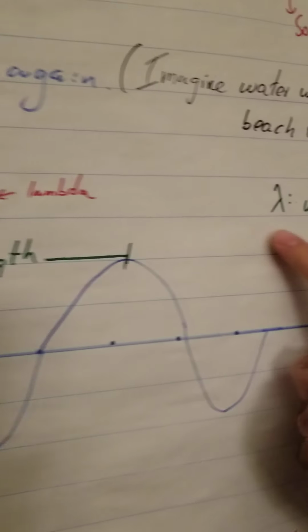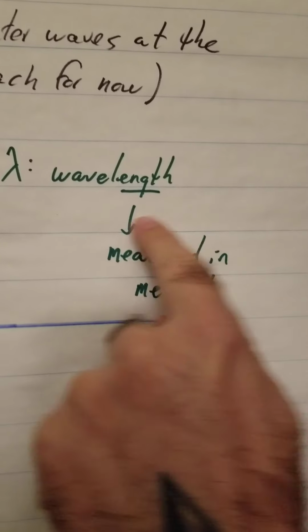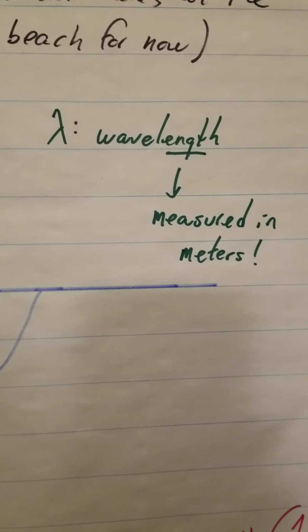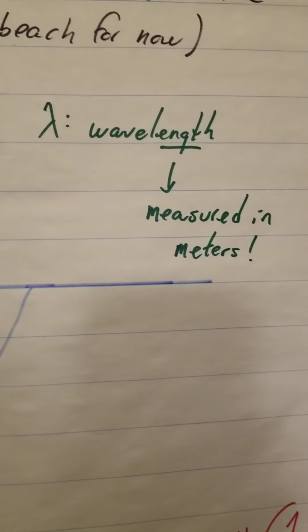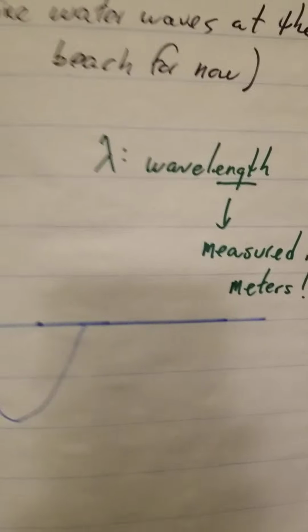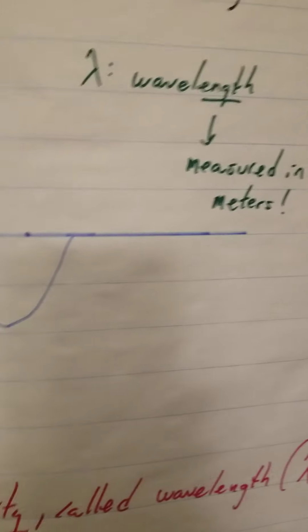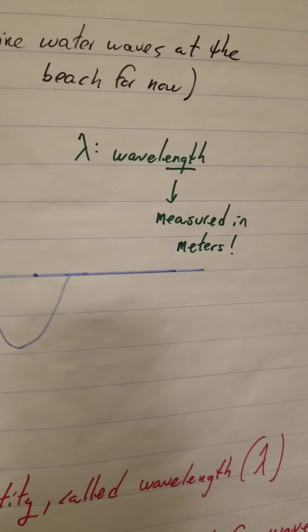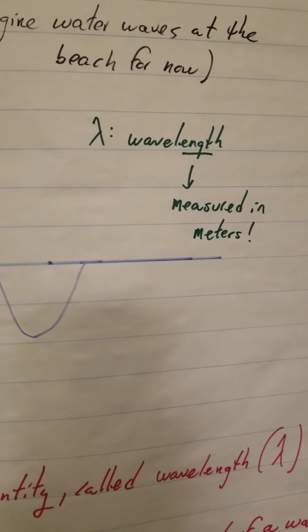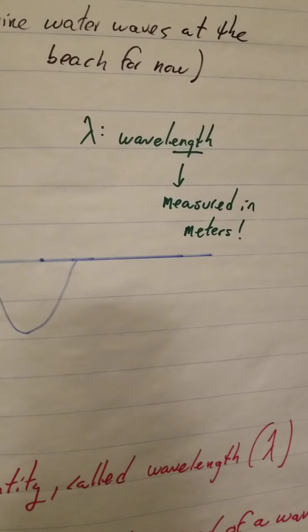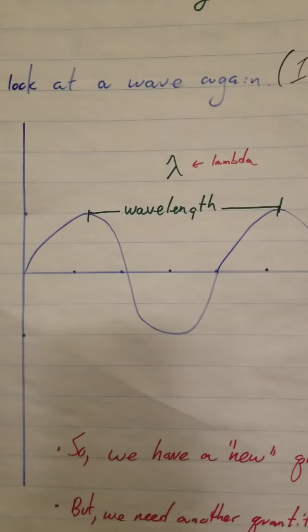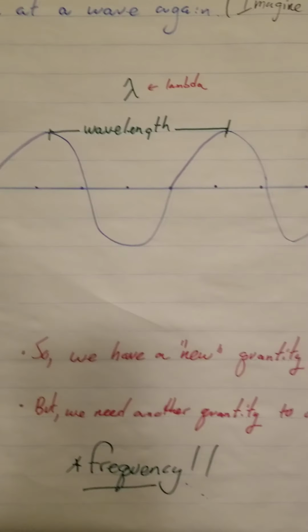So lambda is wavelength. Length is measured in meters. Just because it's a wavelength doesn't mean you are going to measure it in different types of length. We're just going to go ahead and measure it in meters. But it's not the same as taking a meter stick and measuring the width of the door or the length of the hallway, because now we have to deal with the length from crest to crest or trough to trough. So now we have a new quantity called wavelength.